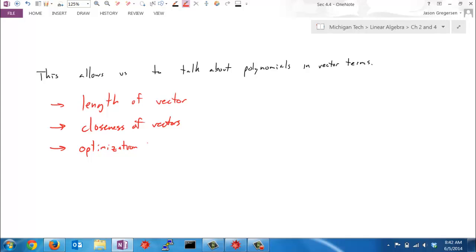The problem is we're talking about all the things you can do, but we don't know how to do them yet. So now we have to find a way to talk about the length and closeness and optimization, and then we'll be able to see what that looks like in terms of polynomials. So that's what chapter 5 is about, talking about some of these ideas. Okay. Any last questions before the quiz?